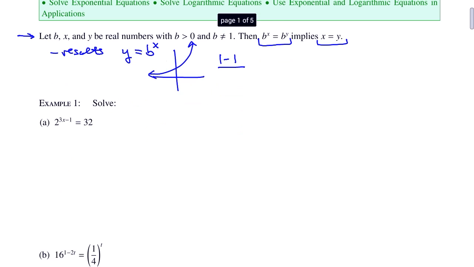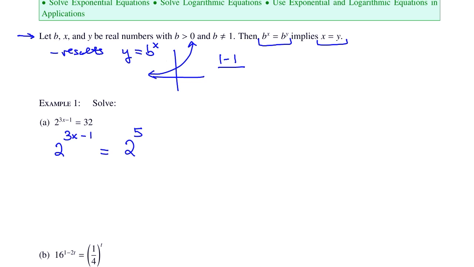Let's look at example 1. Solve 2 to the 3x minus 1 is equal to 32. So the trick here is to make the bases the same. Let's start with 2 raised to the 3x minus 1 power. 32 is actually 2 to the 5th power.